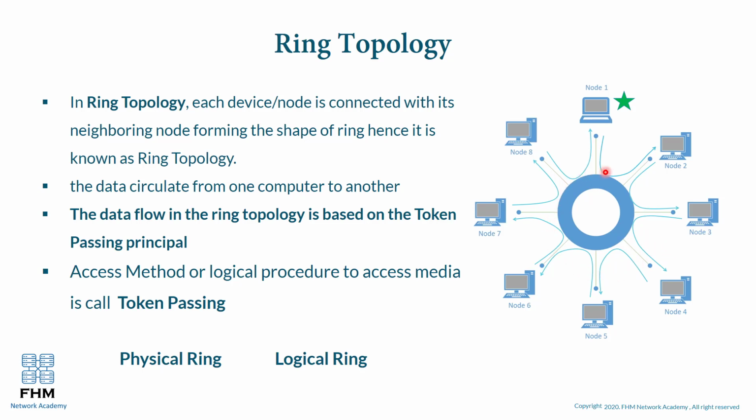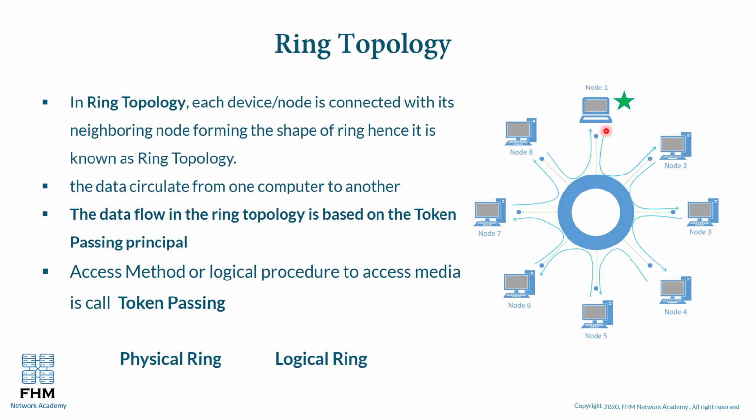As I said, the access method of ring topology is token passing, and it means we have a token which is passed from one node to another. And when a node has or receives the token, it is like a permission or green light, and it says the node could send any information to the peer computer or next node. As you can see in the picture, node 1 has the token, which is shown as a green star here. When node 1 receives the token, it means node 1 could send information or signal to the media.